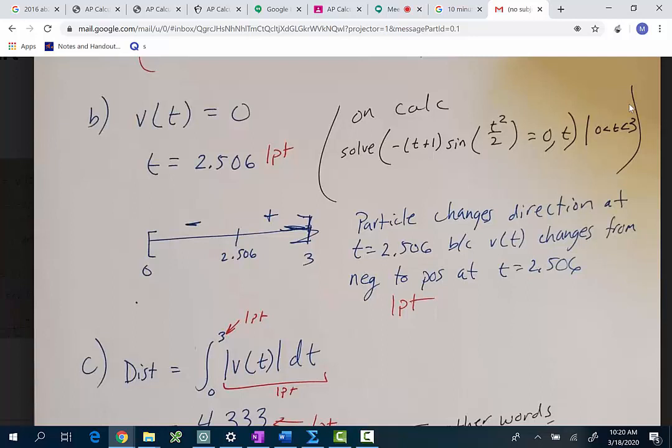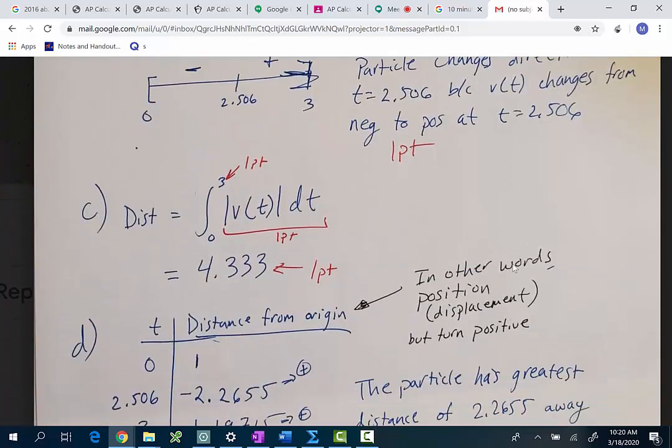I actually made a big mistake here, in that I did not label my table, or not table, my number line. We always need to make sure we label these number lines or we won't get points for the justification. So this needs to have a little v next to it. I would have actually probably lost this point here because I didn't have that v. So then we explain that the particle changes direction at time 2.506 because velocity changes from negative to positive.